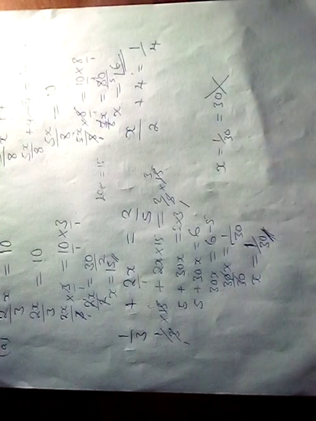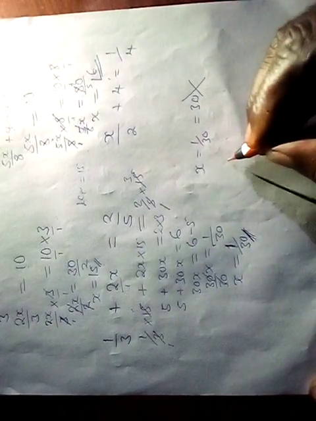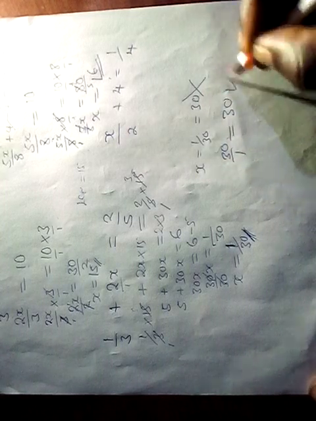So this is the answer, 1 over 30. This can be 30 if it was 30 over 1. This is 30, this is true.